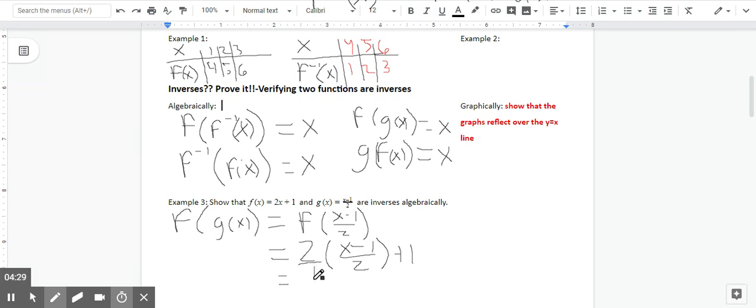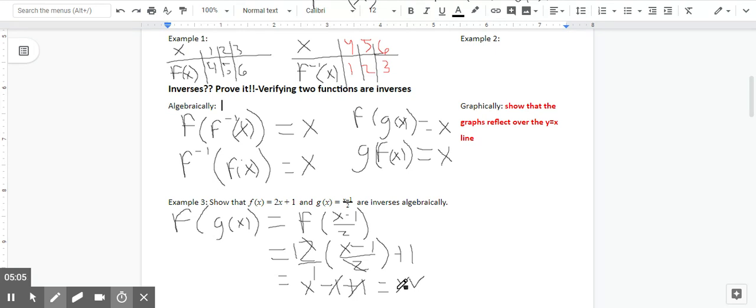So now we can put 2 over 1. In order to multiply a fraction times a fraction, we have to multiply across top and bottom. But here we can cancel. We have a 2 on top and a 2 on bottom, so those cancel out. So 1 over 1 times anything is just itself. So we have x minus 1 over 1, which is just x minus 1. And then we have this plus 1 on the end. Now minus 1 plus 1 cancels, and we get x. So f of g of x equals x. Our first job is done.